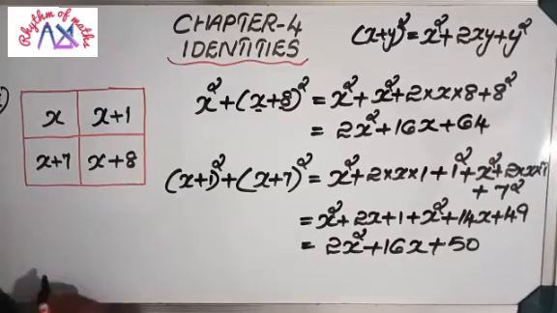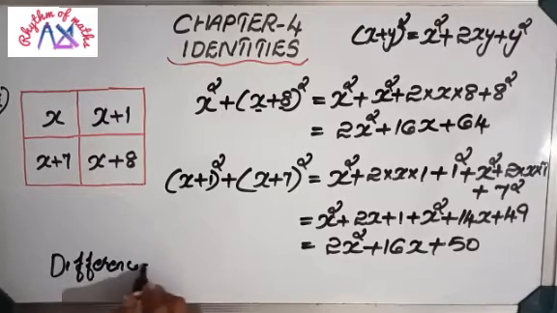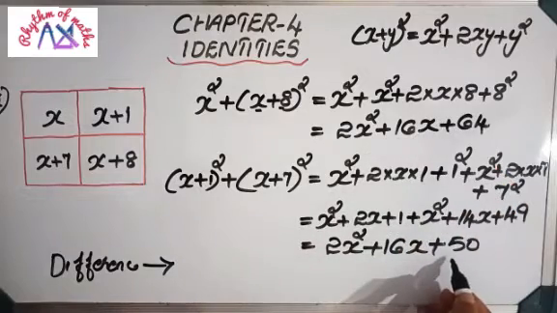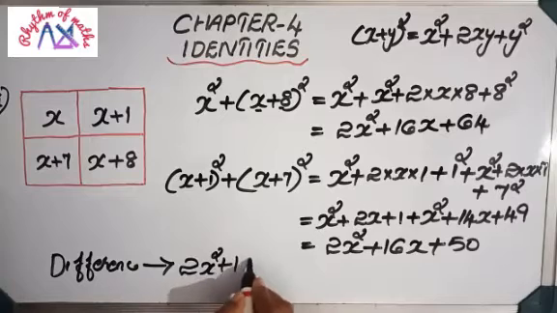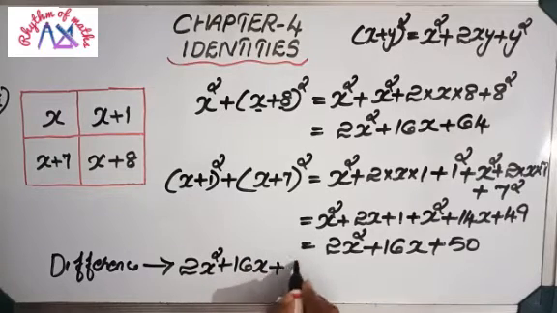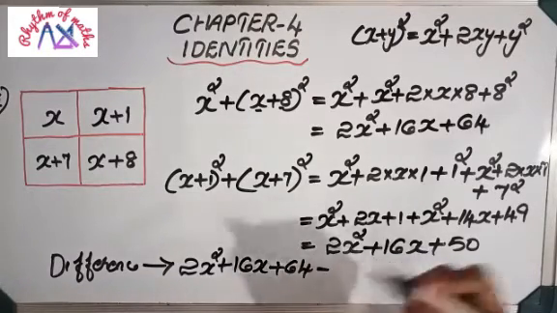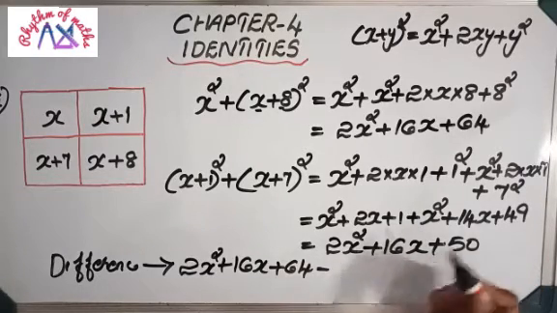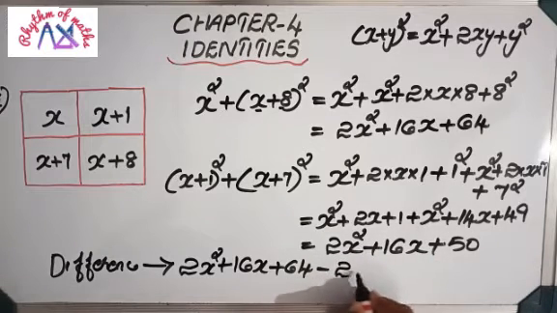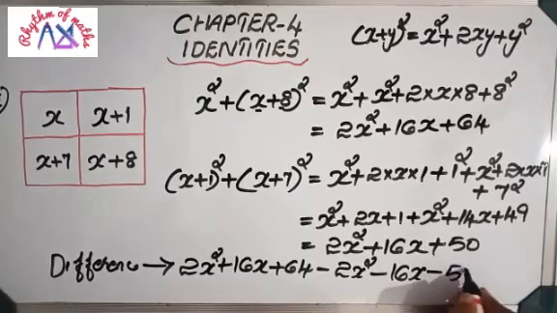Next is what? We need to find the difference. Okay, difference we have to find. So here difference means from this we need to subtract this. So 2x square plus 16x plus 64 minus all this. So after minus the signs will be reverse. Okay, here all are positive, but here negative means we need to write all are negative. So 2x square minus 16x minus 50.